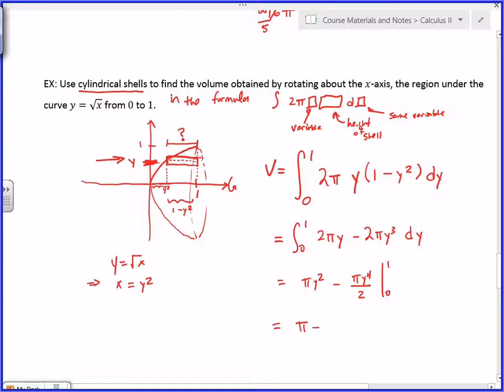Pi minus pi over 2, plugging in 1 for each of the y's, and then plugging in 0 gives me 0, so I get just pi over 2, I believe.